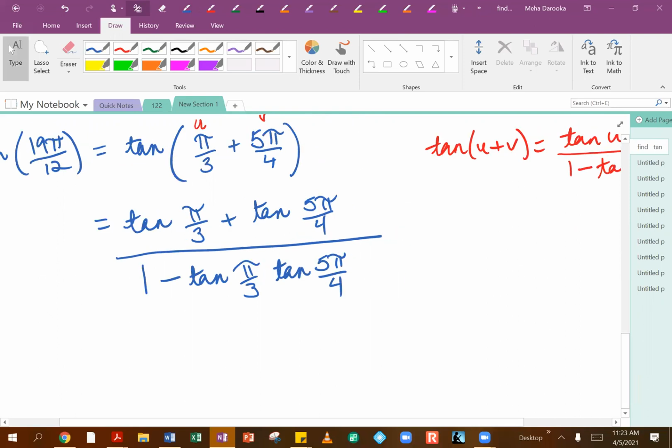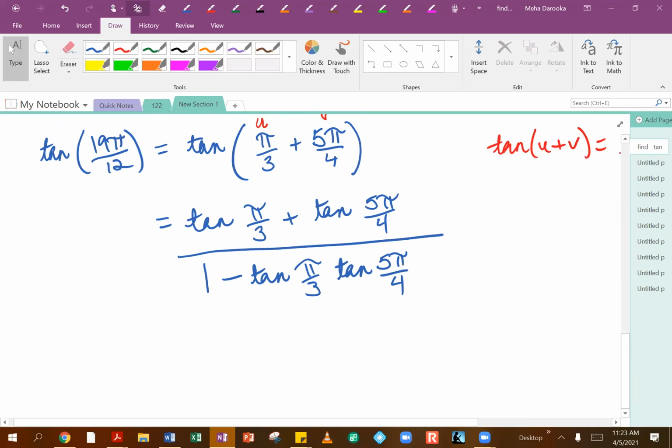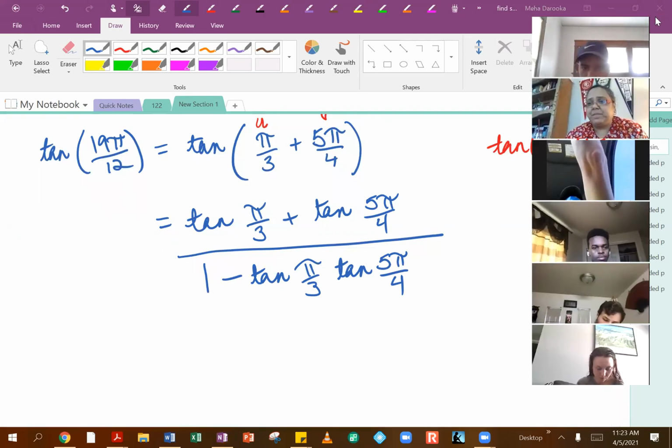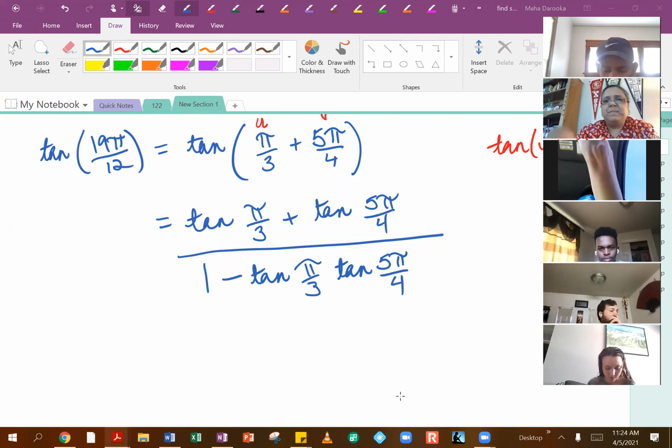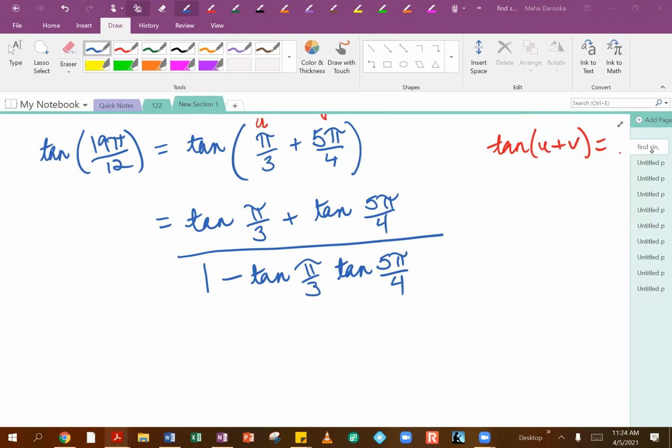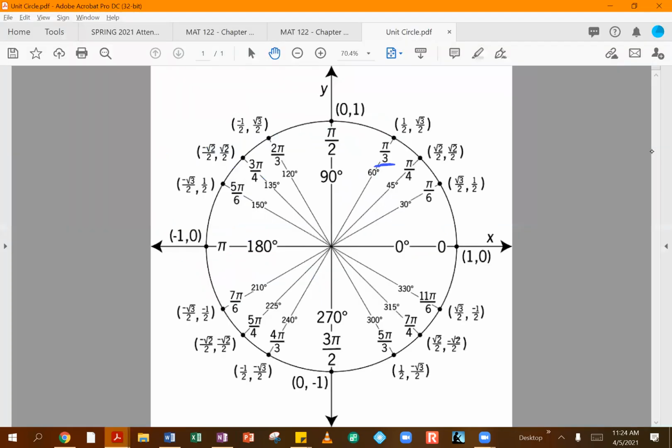So this is what I want you guys to find out. Again, you can use the unit circle to help you out with this, but go ahead and tell me the value of tangent of pi over 3 and tangent of 5 pi over 4, so we can solve this function here. Your angles are pi over 3 and 5 pi over 4, and you're trying to figure out what the tangent values for those angles are going to be. Here's your pi over 3. Here's your 5 pi over 4.